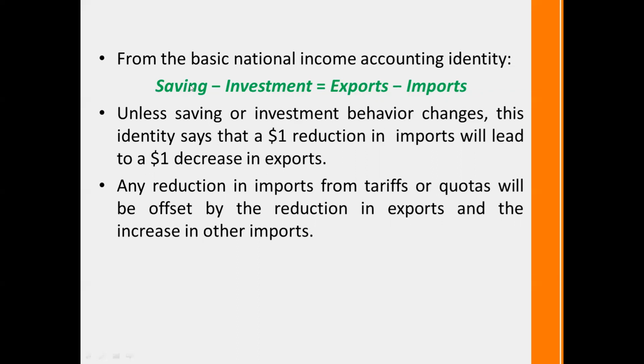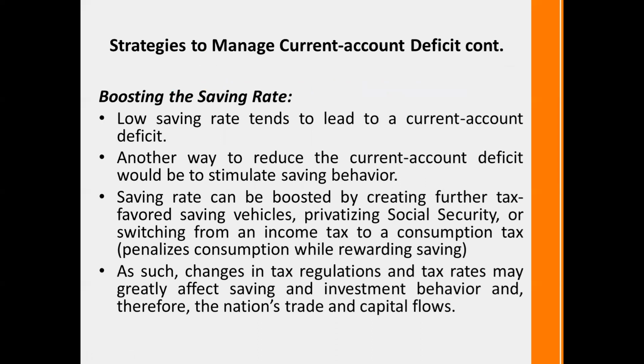Okay, so we have to touch savings and investment, or else we have to touch national product or national expenditure, in order to control current account deficit or surplus. That is the main thing you need to understand through this discussion. Right? The last strategy we can use to manage the current account deficit, which is the best one, is boosting the saving rate. Now, we identified through our previous discussion that a low saving rate tends to lead to a current account deficit.